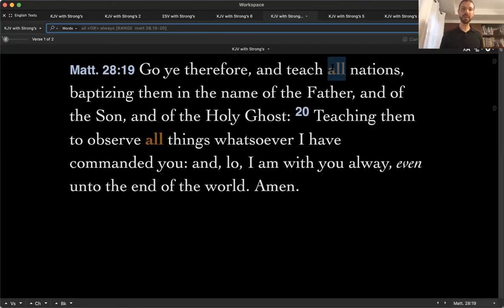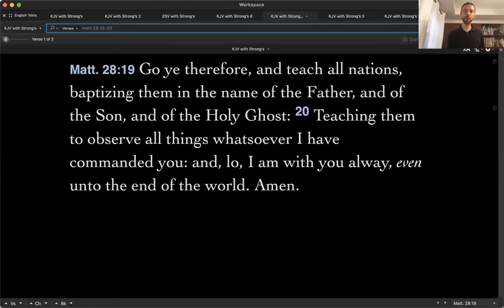So you have things like this in Jesus' statements, that all authority has been given to me. Teach all nations. Teach them to observe all things I have commanded you. I am with you always. It's universal. Even unto the end of the world, all time, until the end. And what we've got here then is a strong emphasis to say, Jesus is in charge of all of it, no exceptions, nothing left out. There is no corner of planet Earth where his reign does not extend.